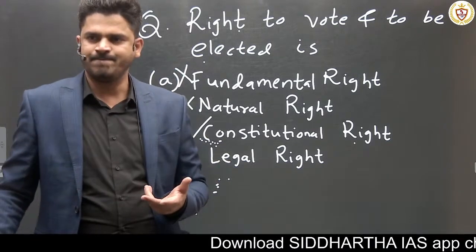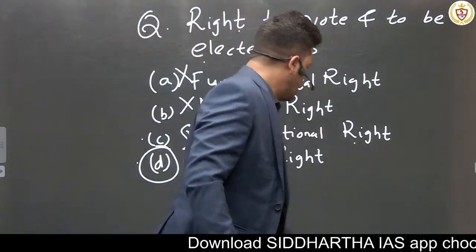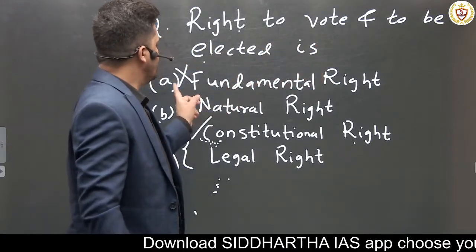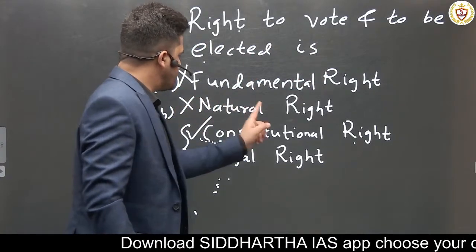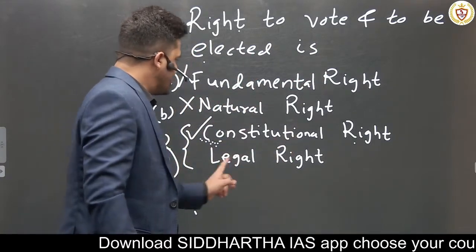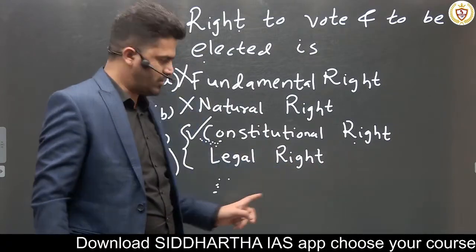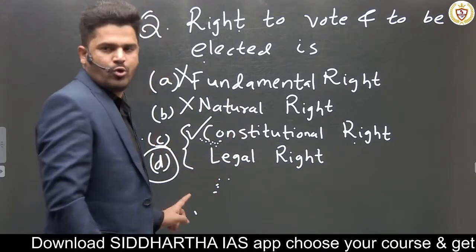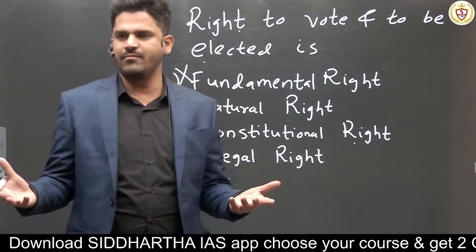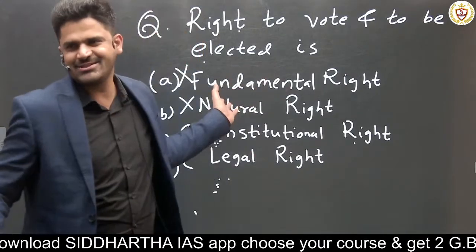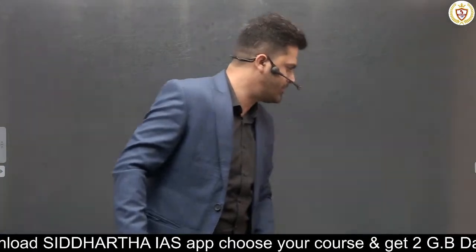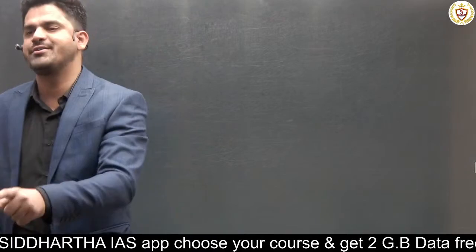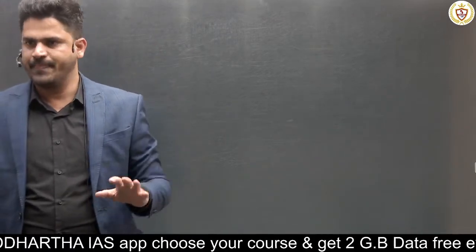Definitely. If it were asked as: consider the following statements. Right to vote and to be elected is: statement 1, fundamental right; statement 2, natural right; statement 3, constitutional right; statement 4, legal rights. Which of the following options are correct? A only, B only, C only, C and D both. The answer is C and D both. Absolutely. But this question has already been asked, so UPSC is not going to repeat this question. Just remember, right to vote and to be elected in India is a constitutional right because it is mentioned in the Constitution itself. समझ में आया?